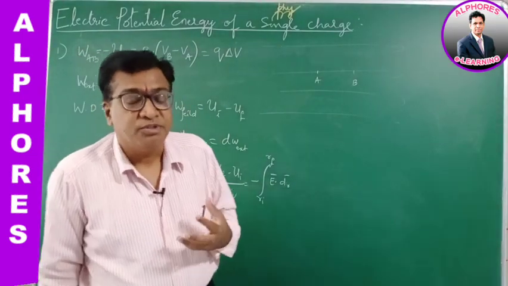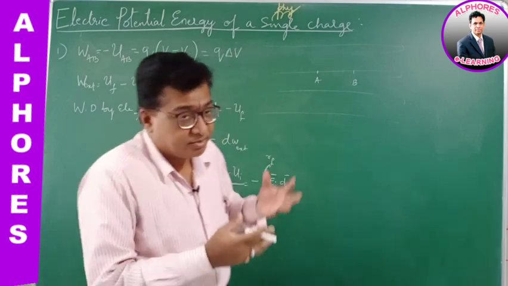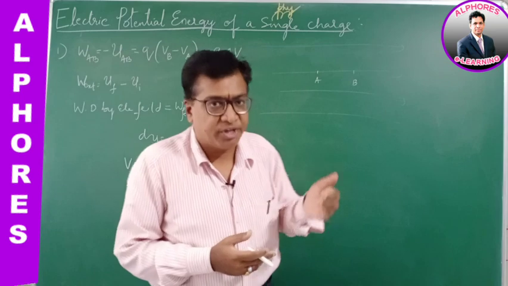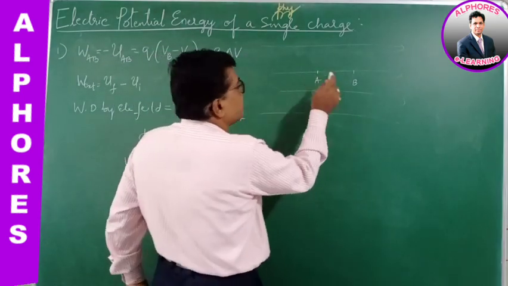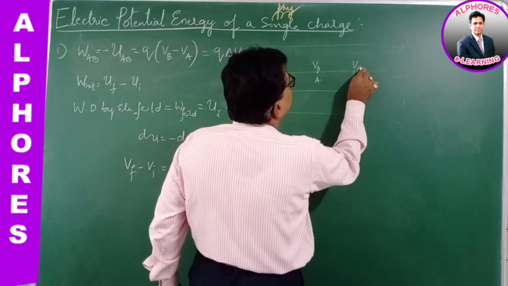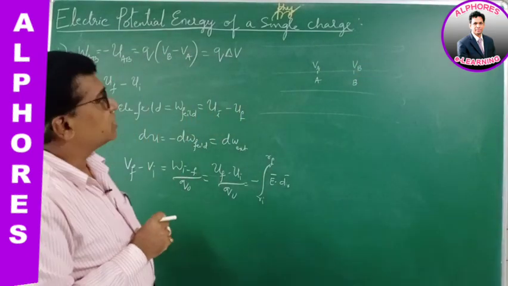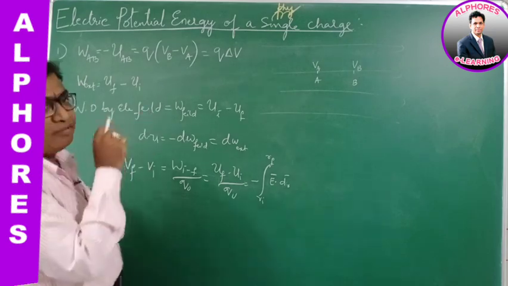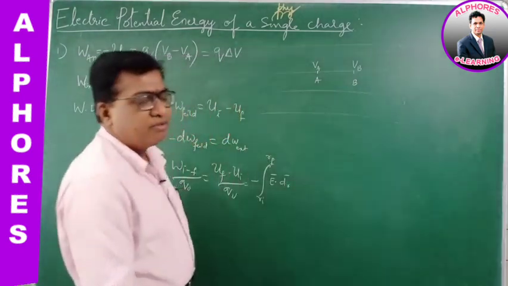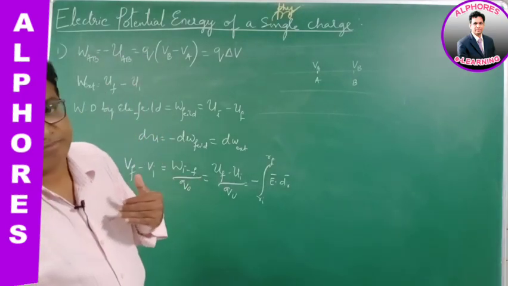Now, according to the definition of potential, it is the work done in moving the charge from infinity to the point in the field. So at these 2 points, let the potential at A be VA and the potential at B be VB. Now I am moving the charge from A to B in this field. Whatever work is done in moving the charge, right?